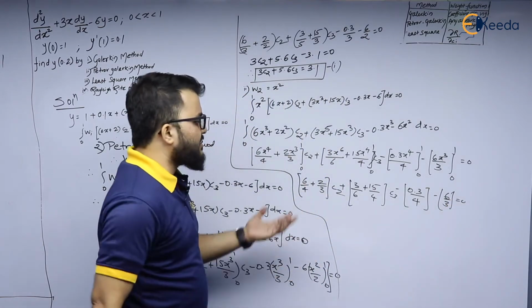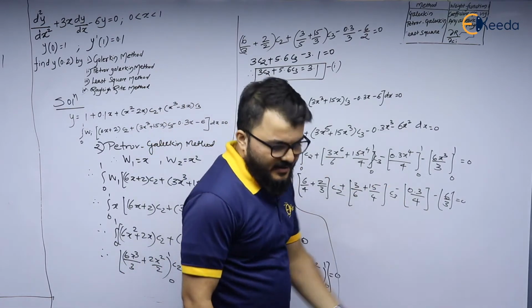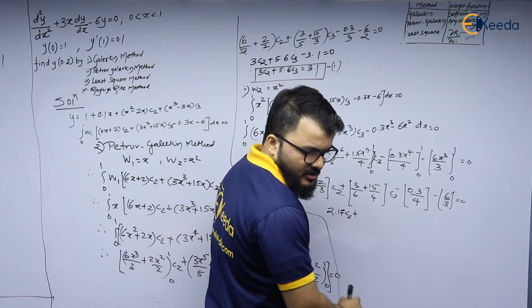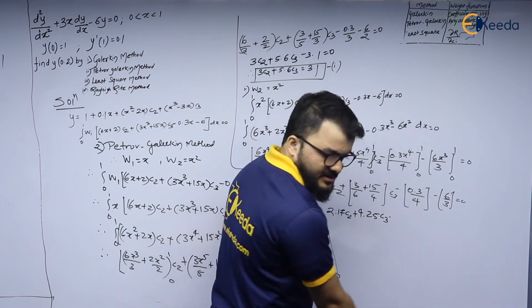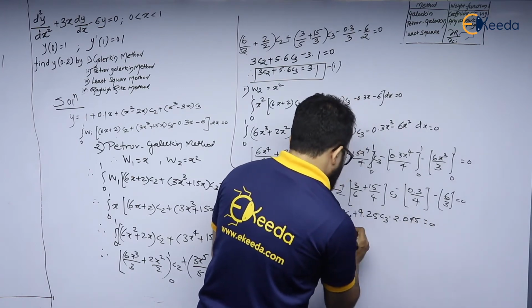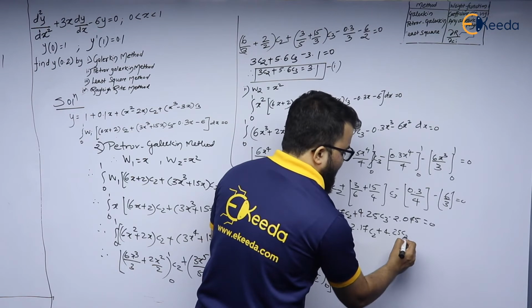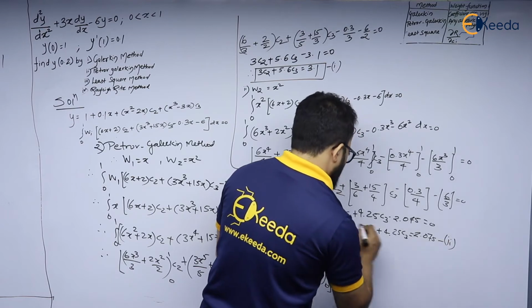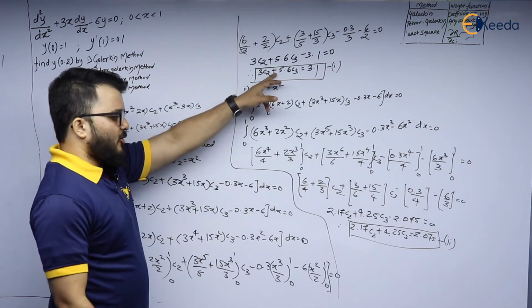Now I will put this equation in the calculator and I will get the proper equation. After putting this equation in the calculator, I will get 2.17 C2 plus 4.25 C3 minus 2.075 is equal to 0. After rearranging, I will get 2.17 C2 plus 4.25 C3 is equal to 2.075, and this is my equation number 2. Okay, so I got equation number 1 and I got equation number 2.